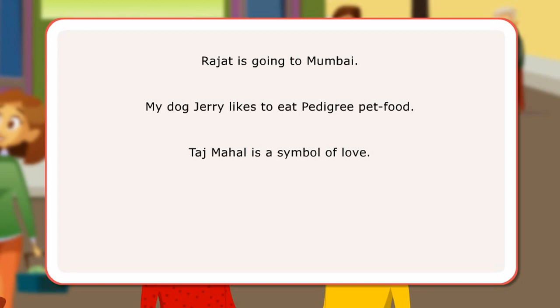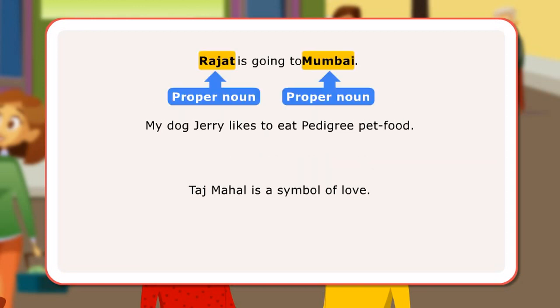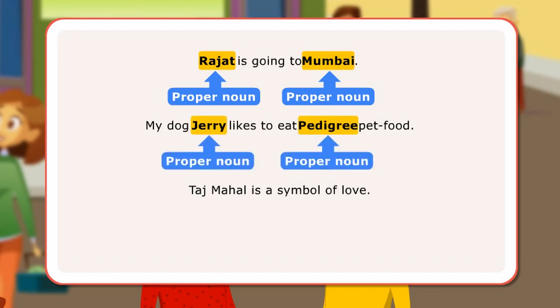In the first sentence, Rajat and Mumbai are proper nouns as they are specific names of a person and place respectively. In the next sentence, Jerry and Pedigree are proper nouns as these refer to the name of a particular dog and a particular brand of dog food. In the third sentence, Taj Mahal is proper noun as it is name of a specific monument.